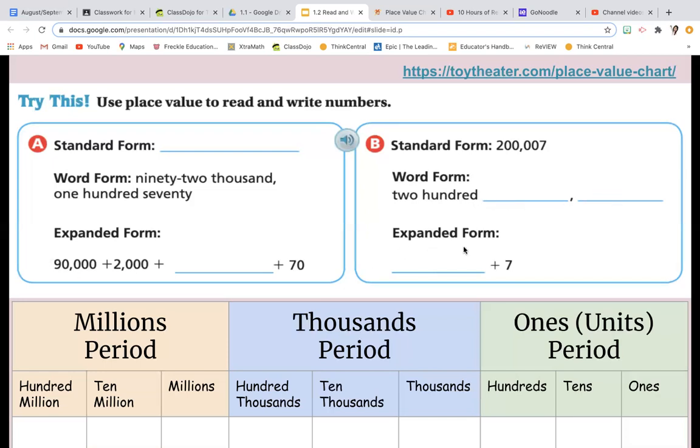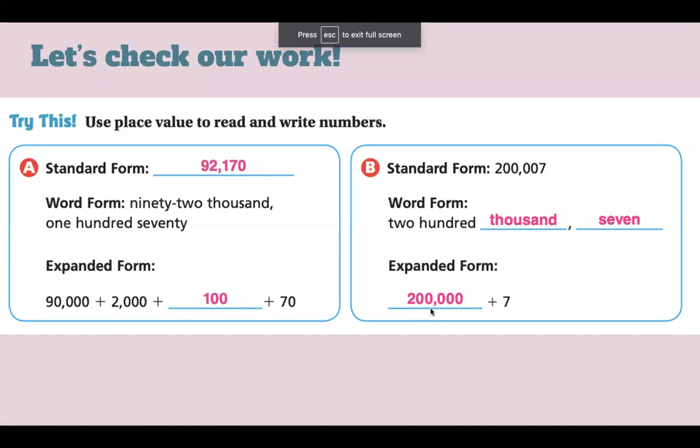And then expanded form, this one's pretty short. There's only 2 numbers. We would put the 2 and everything after becomes a 0. So that number should be 200,000. So go back and check your work really quick for these two problems. Make sure that you had 92,170, 100,000, 7, and 200,000. All right, so hopefully you had those correct.